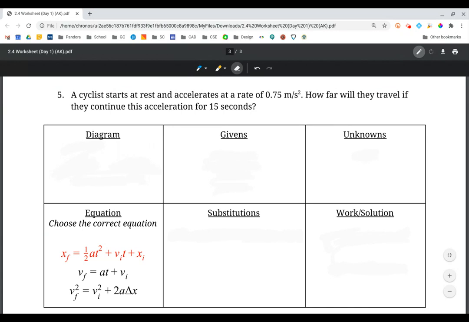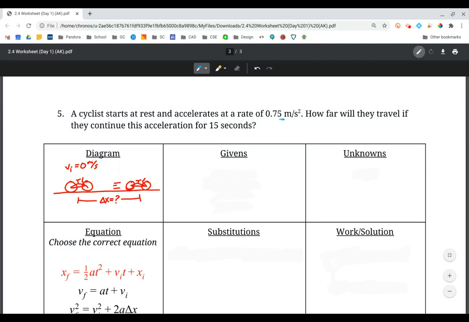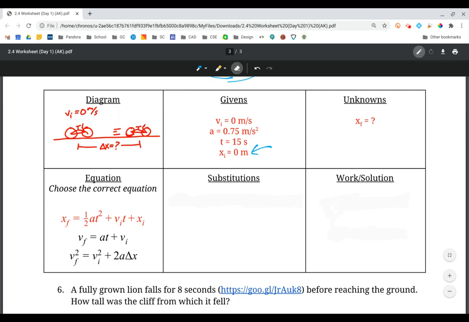For number 5, we have a cyclist that's starting at rest and moving to the right. So we've got a cyclist that starts at rest and accelerates at a rate of 0.75 meters per second squared for 15 seconds. I'm also going to circle "at rest" because that tells us what the initial velocity is, which is 0. We have a rate of acceleration, and then again we're just going to call the position that they start at 0 meters, because then we'll be able to solve for how far they get away from that. Our unknown is how far away, or what the final position is.